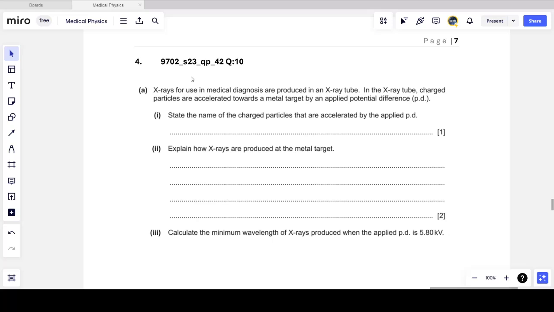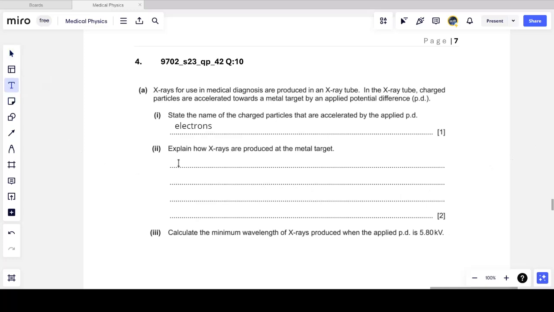We are told that X-rays for use in medical diagnosis are produced in an X-ray tube. In the X-ray tube, charged particles are accelerated towards a metal target by an applied potential difference. And we want to state the name of the charged particles that are accelerated by the applied PD. As we should know, just from the top of our head, the particles that are passed through a potential difference in the production of X-rays are electrons. So electrons are accelerated to a very high speed, and then we strike them against a metal target. So those are electrons.